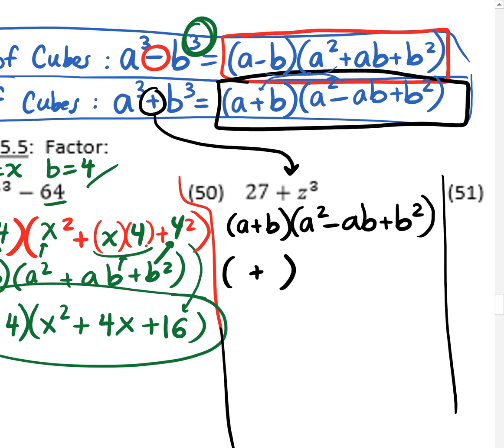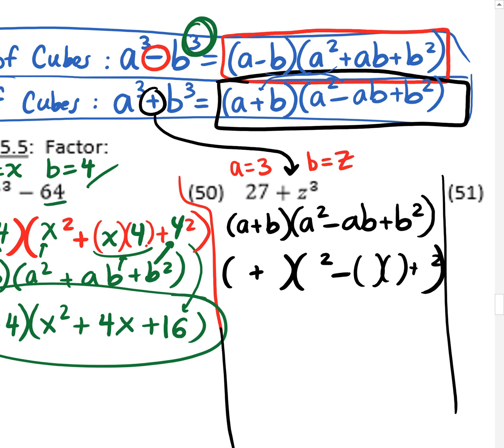But I'm going to leave a and b out. It's going to be something plus something, something squared minus something times something plus something squared. Now I just have to determine what a and b are. A is the thing you're cubing to get the first term. That'd be 3, right? 3 cubed is 27. B is the thing you're cubing to get the second term. That'd be z, since z to the third is z to the third.